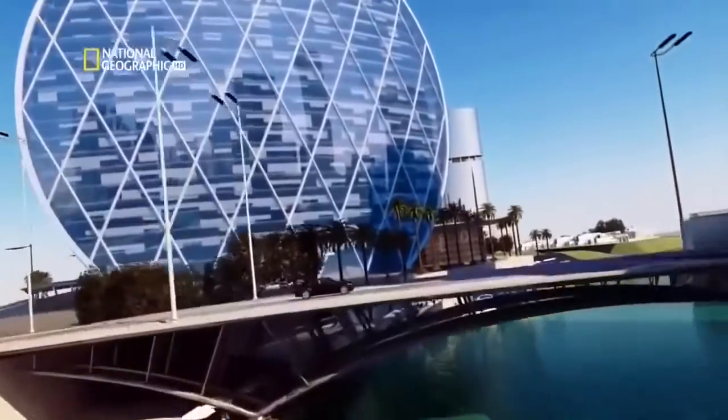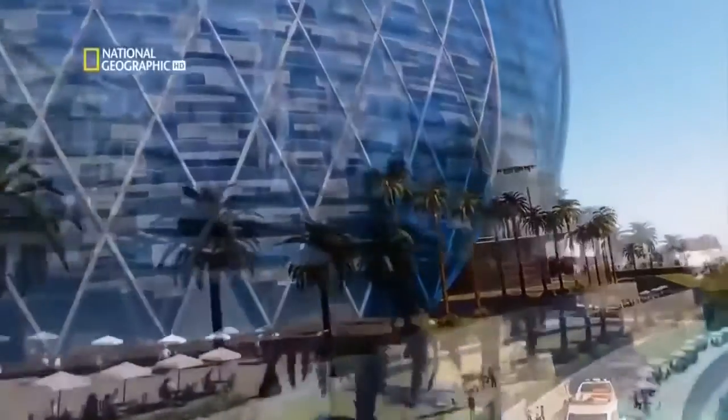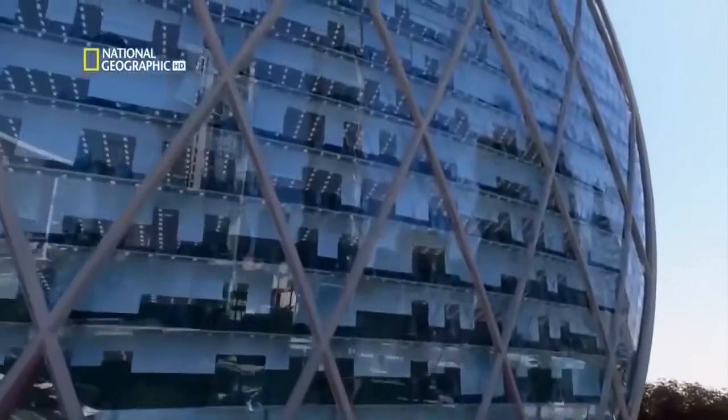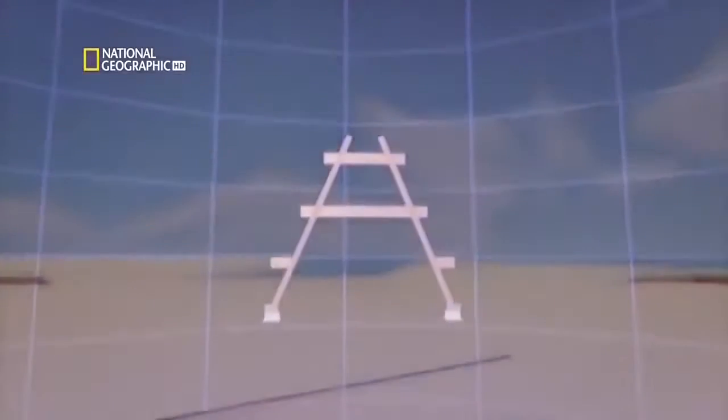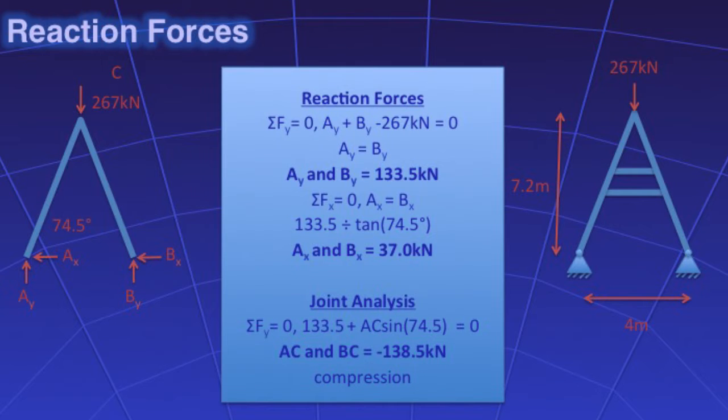Now the team have agreed on the main support system for the building, they must now consider the outer skin of the building. Frames are used to support the impressive glass facade. The compression and tension forces down each beam must be calculated to ensure the structure can withstand the load of the outer skin. The team calculated a compressive force of 138.5 kilonewtons down each strut.